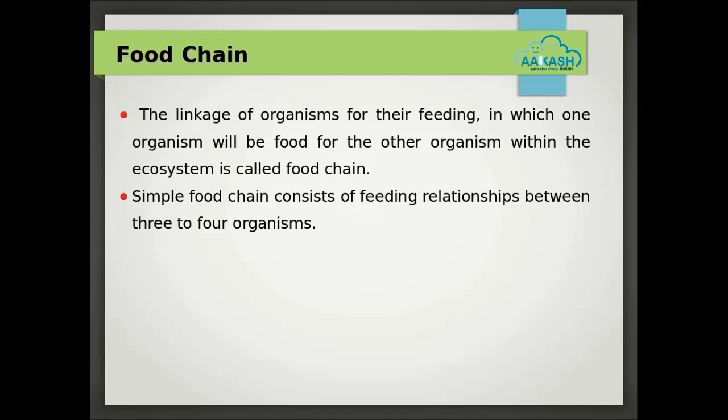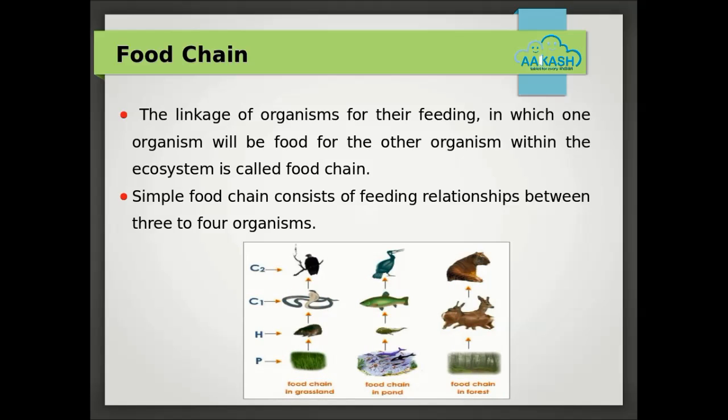Food chain. The linkage of organisms for their feeding, in which one organism will be food for another organism within the ecosystem, is called a food chain. A food chain always starts from plant life and ends at animal life. A simple food chain consists of feeding relationships between 3 to 4 animals. This diagram shows the food chain of 3 ecosystems.